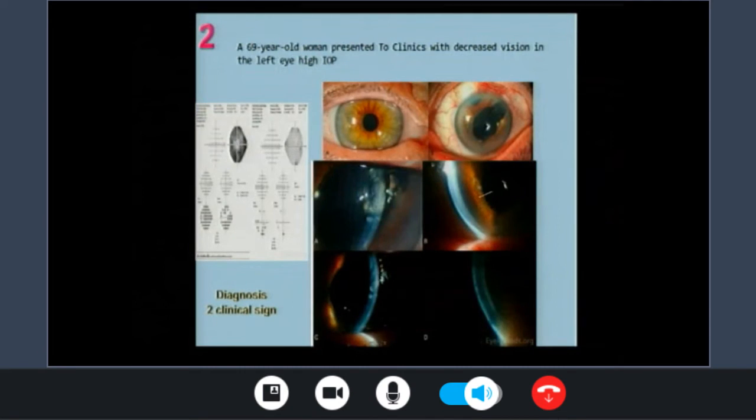السؤال الثاني: decrease vision in the left eye, patient present to clinic and these are the pictures. في كورنيا بيكتشر، في ايرس بيكتشر، عايزين الدايجنوزز وتو كلينيكال ساين.